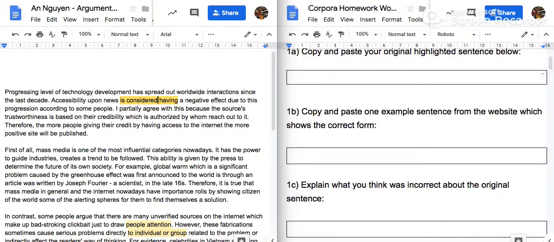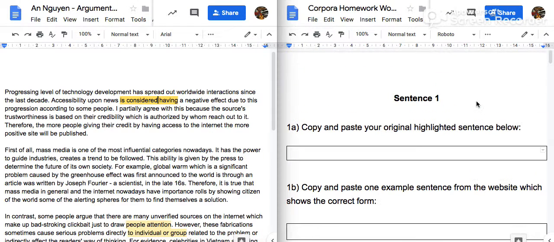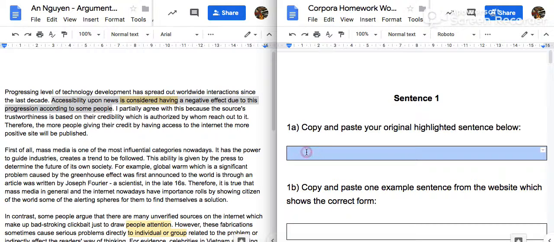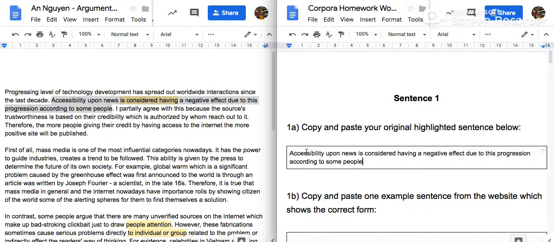So we're going to complete this using the worksheet here. Copy and paste your original highlighted sentence below. So let's take the whole sentence: Accessibility upon use is considered having a negative effect due to this progression according to some people. Let's copy it and put it in our box here. And let's also make the highlighted bit bold, so we know where the error is. So "is considered having", let's put that in bold.